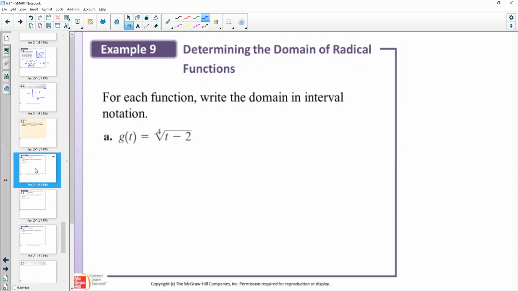The domain tells me, okay, what's acceptable to put into this function. The first thing I need to think about is the root. In this case, it's even. So whatever I get has got to be greater than or equal to 0, okay?